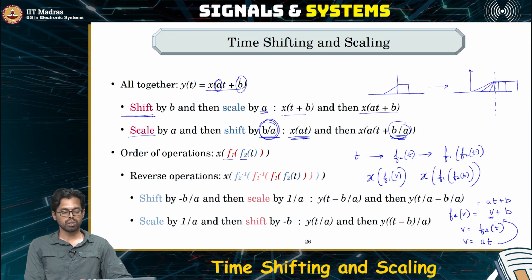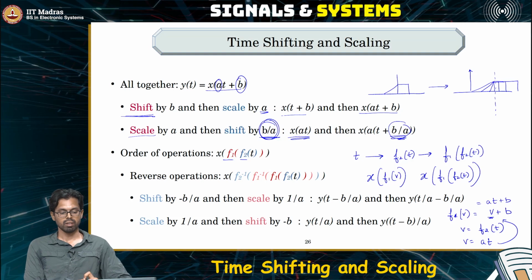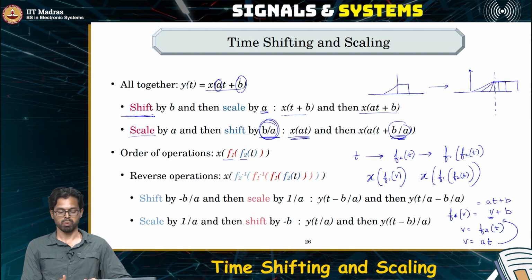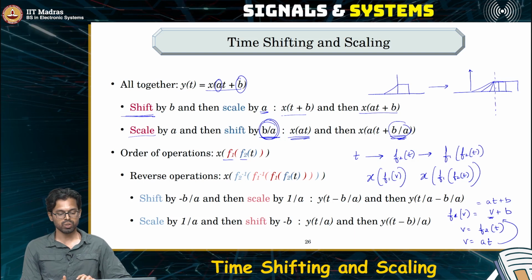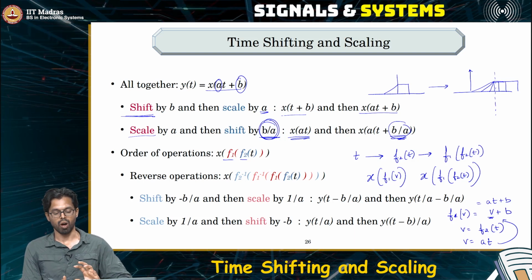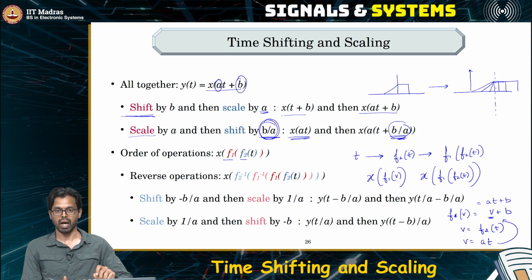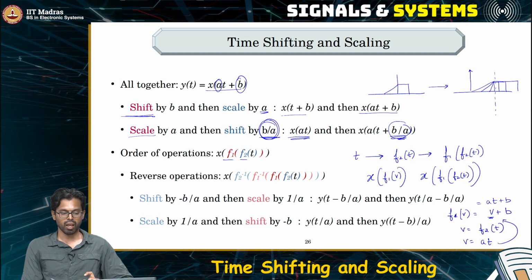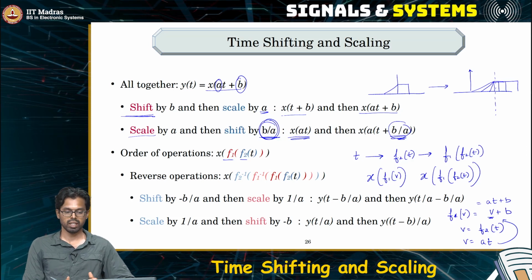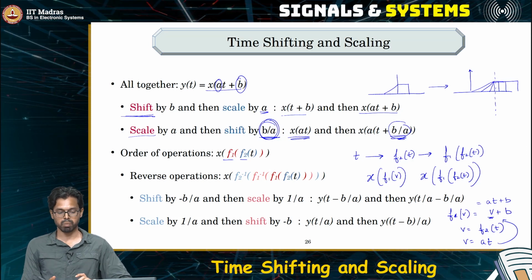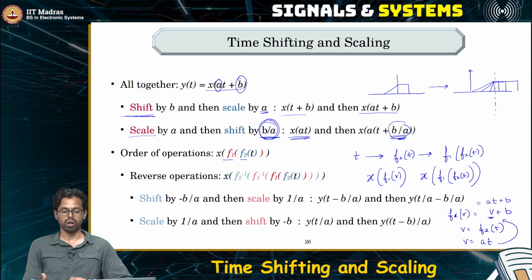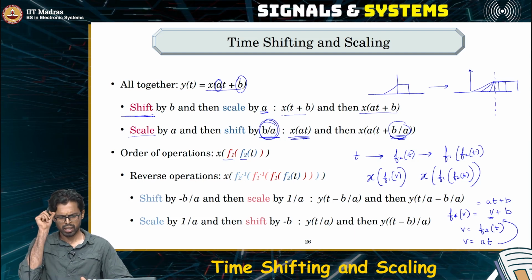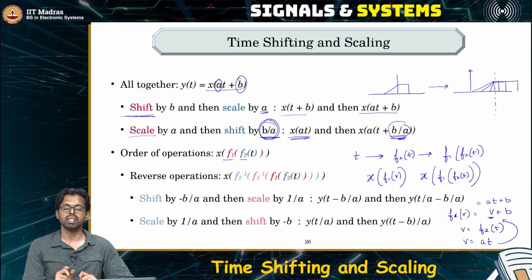Okay, so given a signal and then you are asked to shift and scale by some amount, essentially what you're doing is you're applying two operations to the time axis, and those operations are either shift or scale. And if you are supposed to reverse it, let's say now I give you a signal x of at plus b, and then ask for what is x of t that gave this x of at plus b, then you need to reverse this shifting and scaling operation.